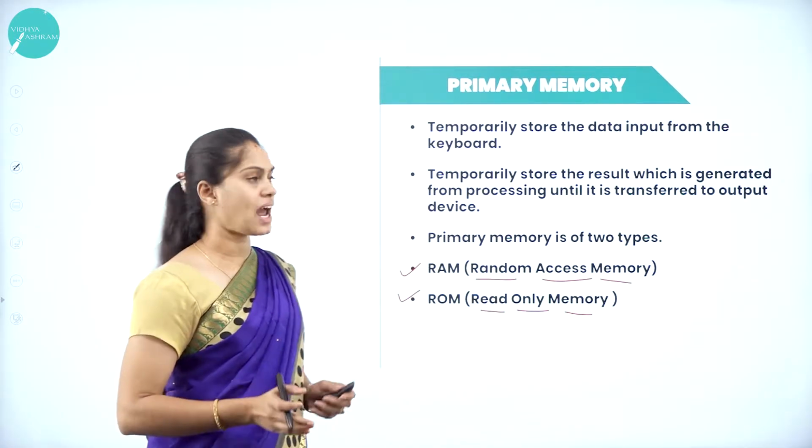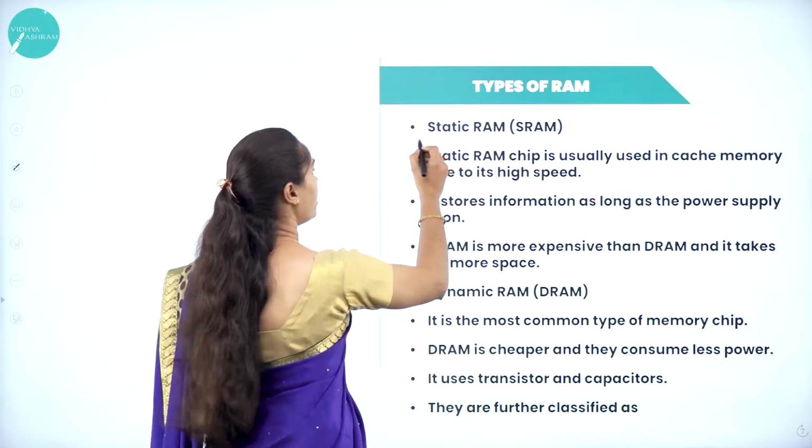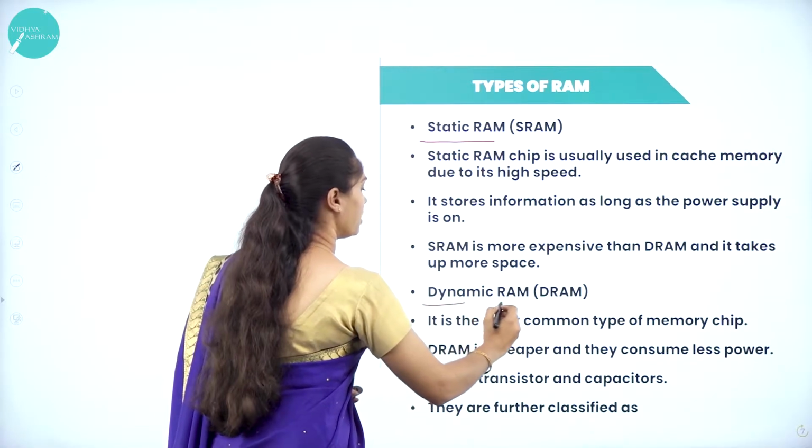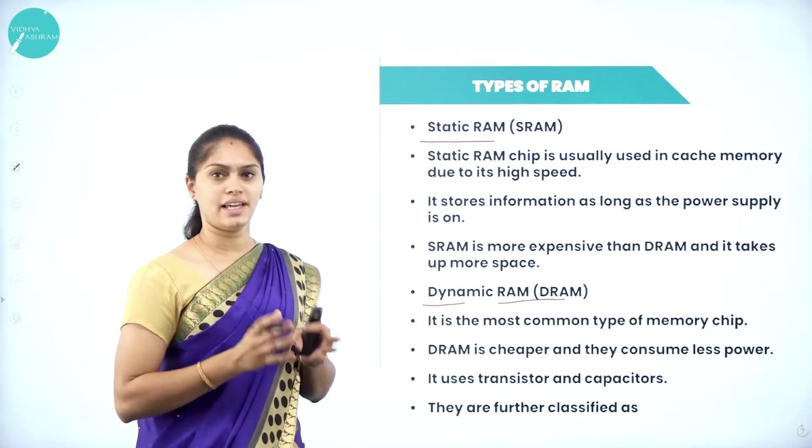So this RAM is further classified into two types. That is nothing but static RAM and dynamic RAM. That is also known as SRAM and DRAM.